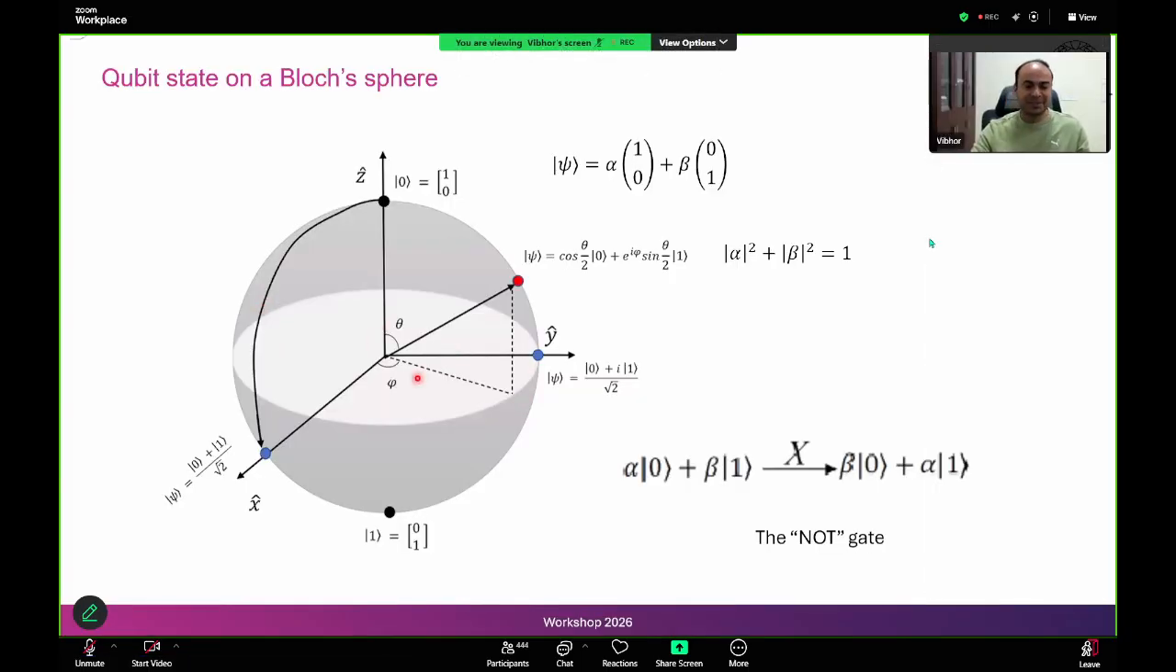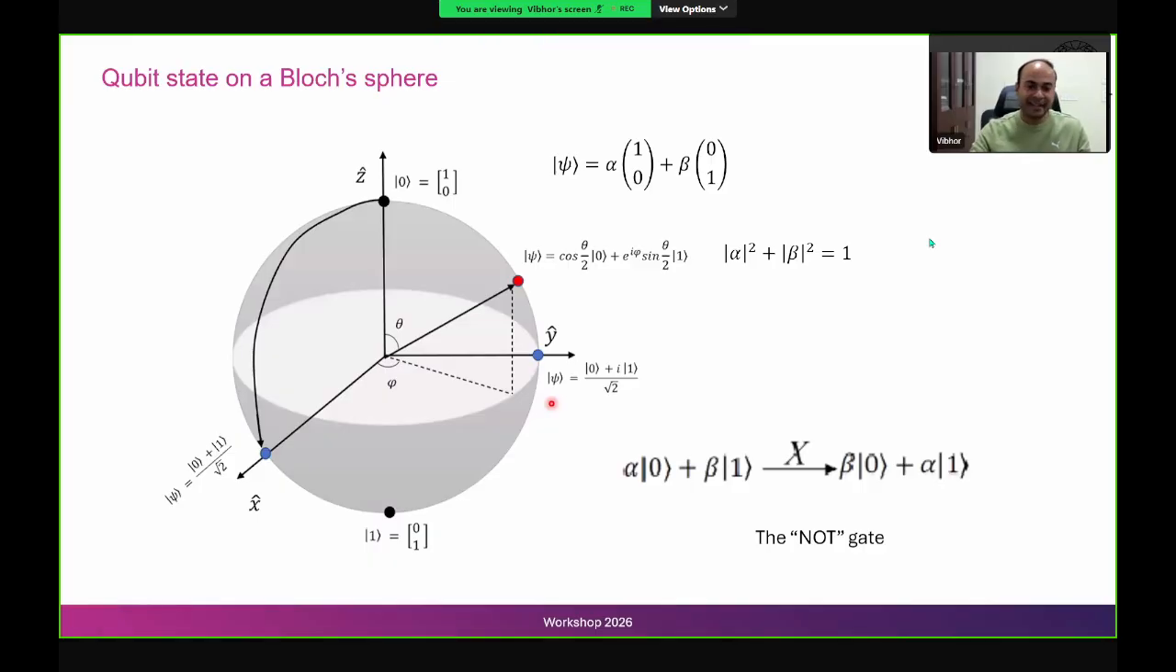The point I'm explaining is the following: these operations of quantum gates can be visualized essentially as movement of these points on this sphere. So, for example, if you want to understand the NOT gate operation, we can think of it as a rotation about the x-axis by pi.